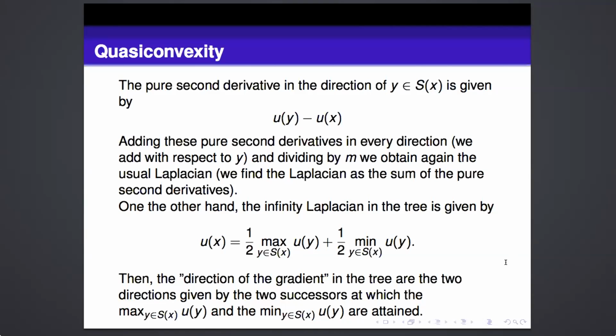So what is the direction of the gradient? You have two directions: the direction in which the function grows faster, and the direction in which the function grows slower. It's rapidly decreasing or rapidly increasing in one direction or in another direction. So the two directions are the two nodes, the two successors y, at which the maximum and the minimum of the function is attained.